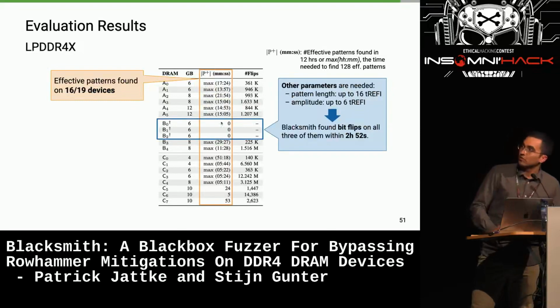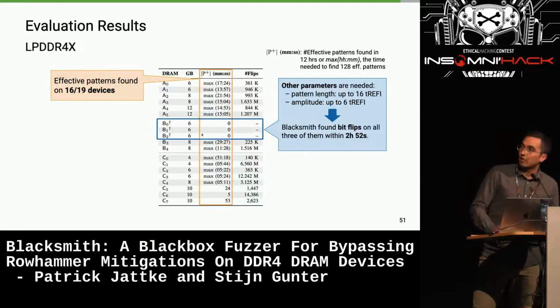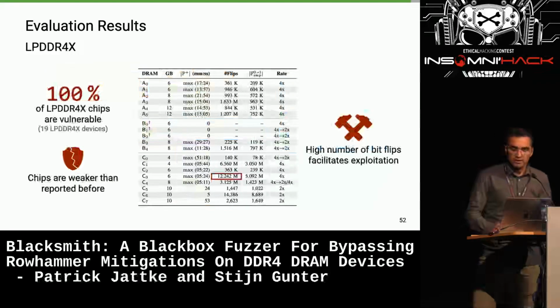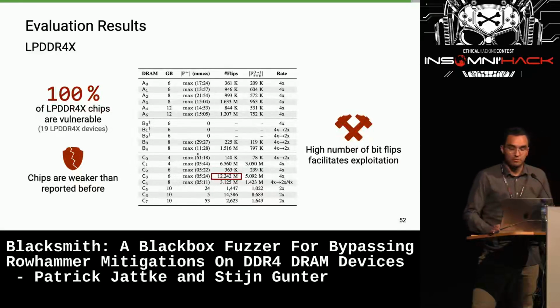And on 3 devices, you can see we didn't find anything initially, but then we reverse engineered those devices, basically by designing some experiments and figuring out how these mitigations work. And we found out that if we slightly change the parameters of our fuzzer, we can also find bit flips in reasonable time, so in less than 3 hours. And this again shows that all LPDDR4X devices are broken, that the chips are also weaker than before. So here you can see like 12 million bit flips, and this also has impact again on the exploitation.